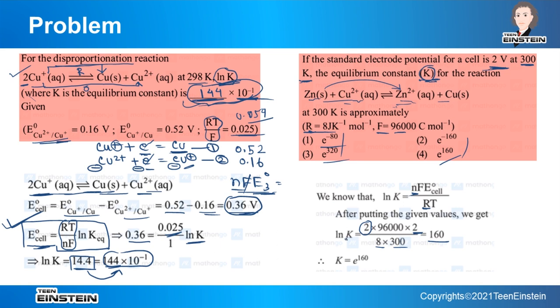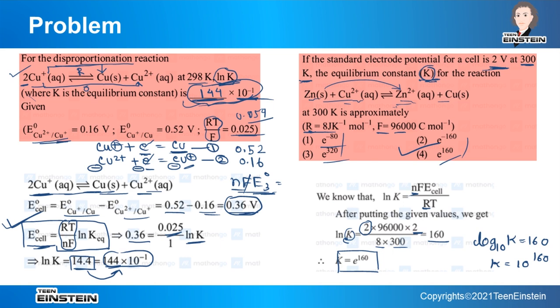So here the base is e. If we want to get the value of K, it will be e to the power 160. Suppose if it is log, then the base is 10. So if it is 160, in that case K will be equal to 10 to the power 160. But here it is ln, so ultimately K will be e to the power 160. So the correct option is option 4.